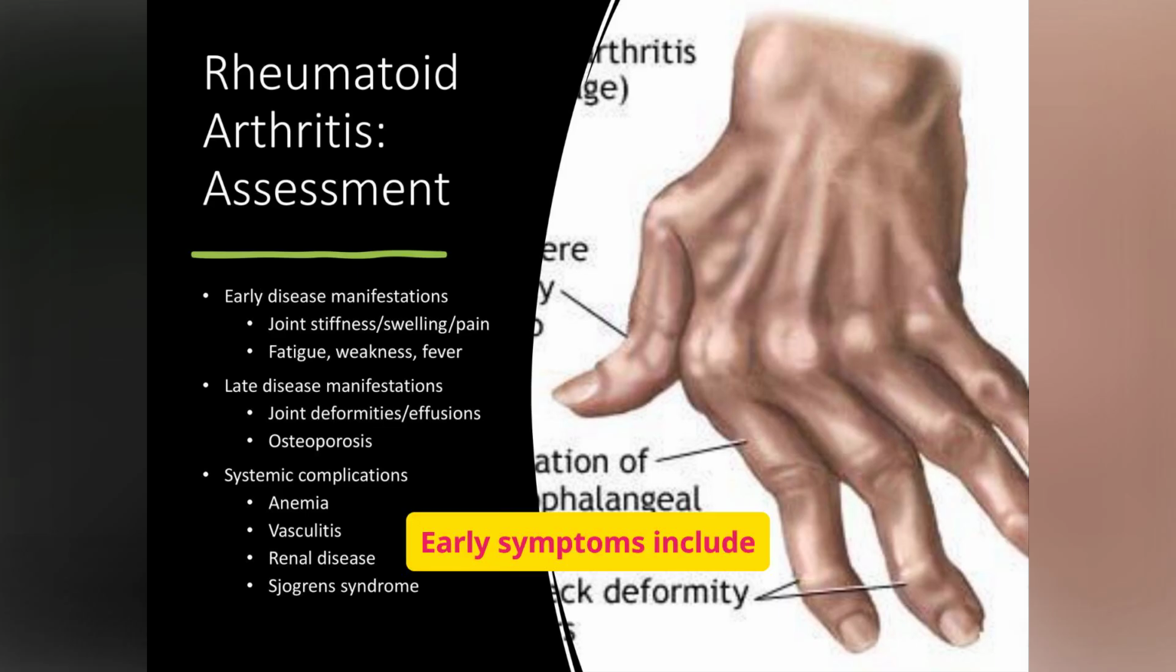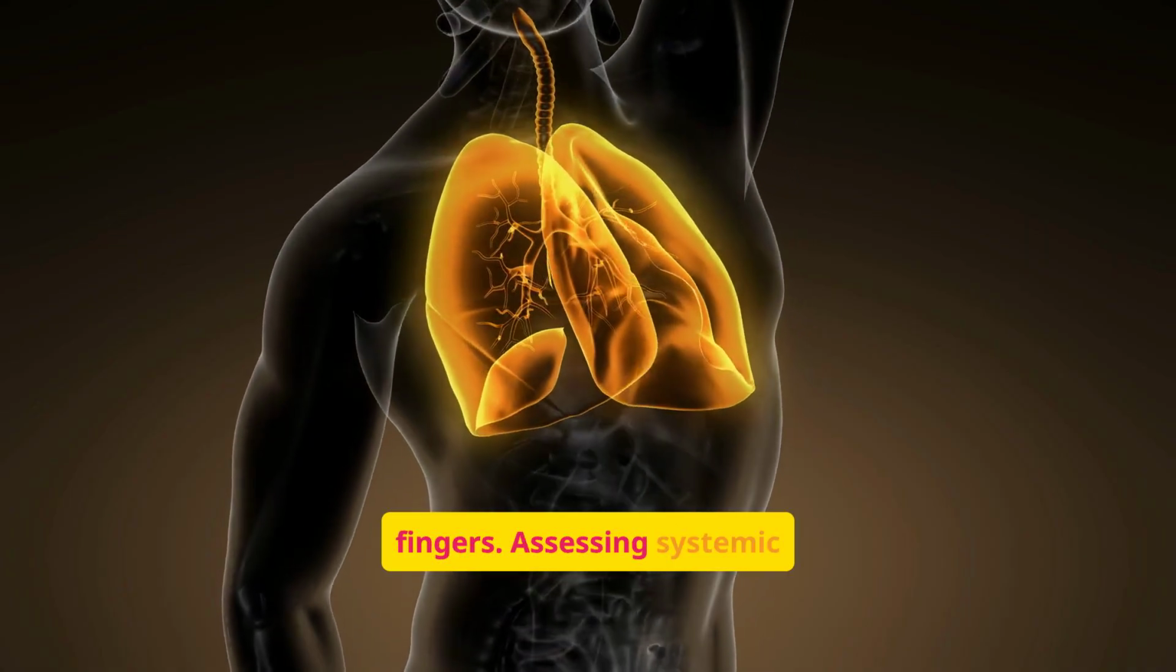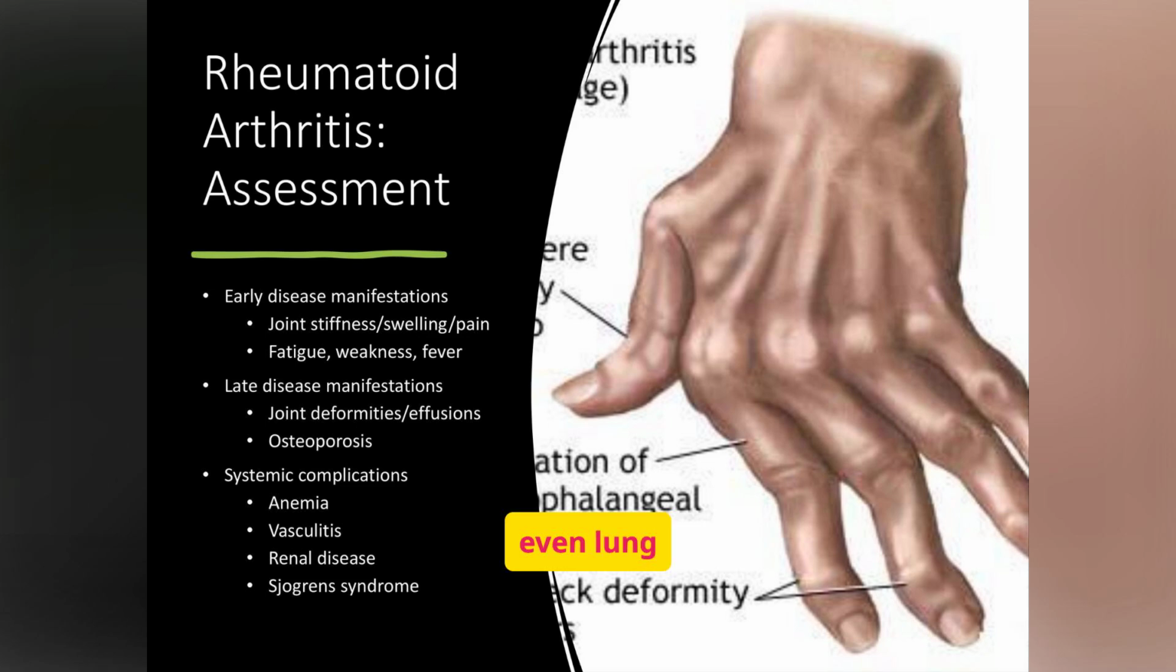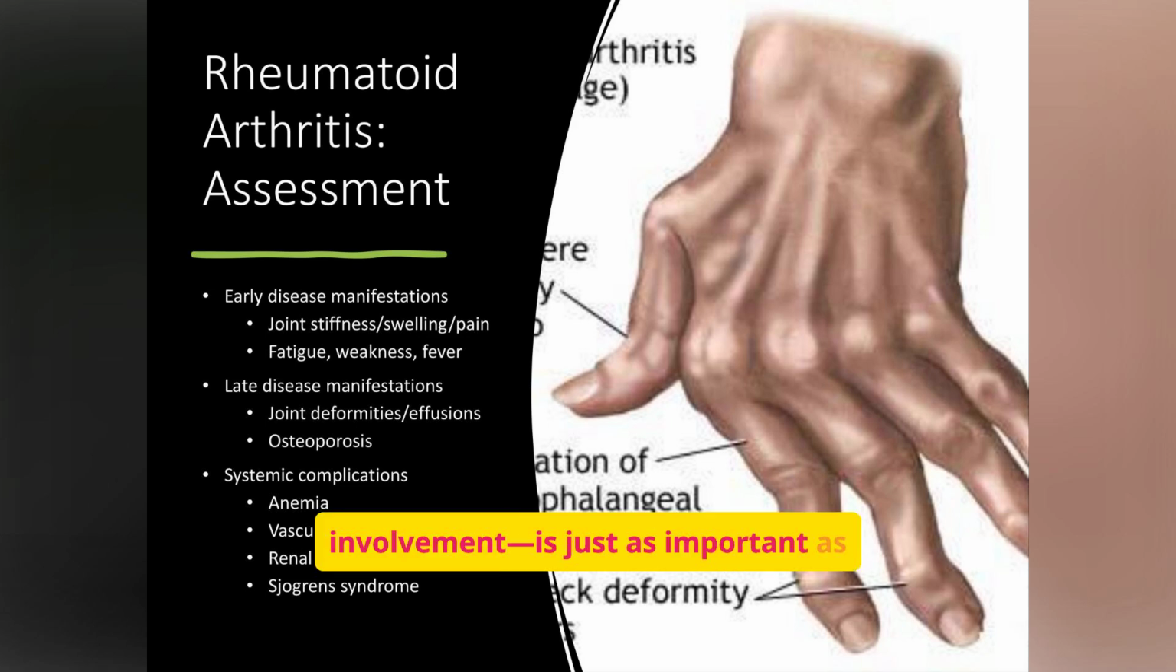Early symptoms include symmetrical joint swelling, fatigue, and low-grade fever. As it advances, you might see visible deformities like ulnar deviation or swan neck fingers. Assessing systemic effects, such as anemia, vasculitis, or even lung involvement, is just as important as tracking joint symptoms.